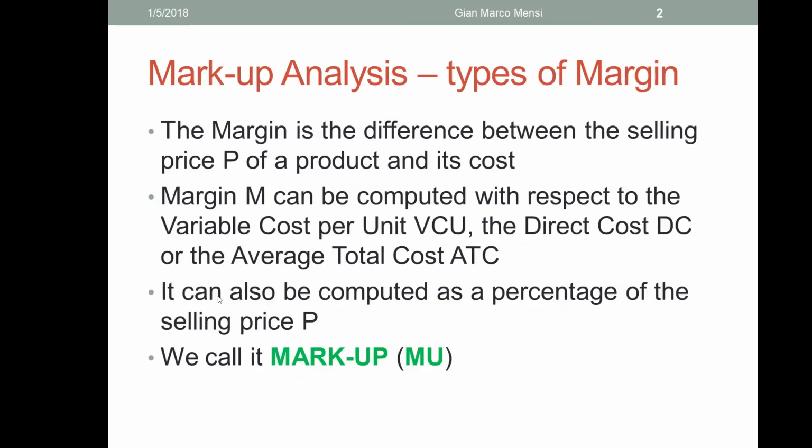But basically, first we have to talk about margin. Margin is the difference between the selling price P of a product and its cost. There are various ways of computing margin, okay? Sometimes you don't have a full picture, so you are restricted and you look into just a portion of the margin. Sometimes you have the total picture and you want just to understand how much money you can make per unit of product. Anyway, everything computed as a difference between P, the selling price, and the type of cost, which can be variable cost per unit, or the direct cost, or the average total cost, well, we call it markup.